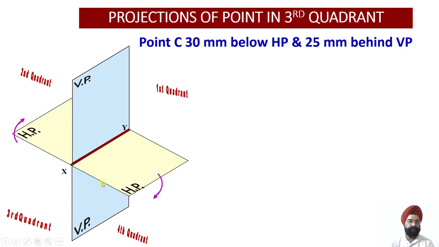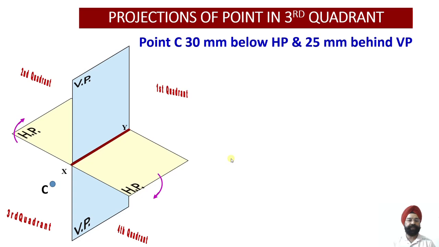So you see we are going to mark a line 30 mm below the horizontal plane, and the second coordinate is 25 mm behind VP. So we'll go 25 mm behind VP and 30 mm below HP. Once you join both of these, the one horizontal and one vertical, you will get the location of this point C in quadrant number 3, because we understand that whenever a point happens to lie below HP and behind VP, the location is in quadrant number 3.